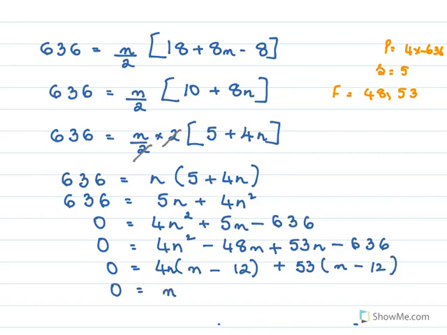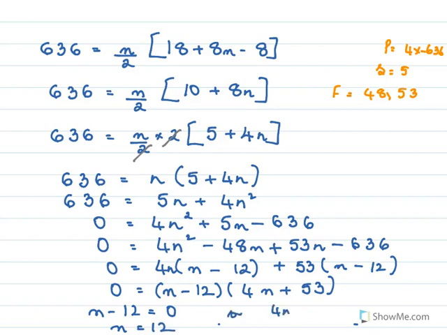So 0 equal to n minus 12, one bracket, and the other bracket 4n plus 53. So n minus 12 equal to 0, n equal to 12, or 4n plus 53 equal to 0, n equal to minus 53 by 4.